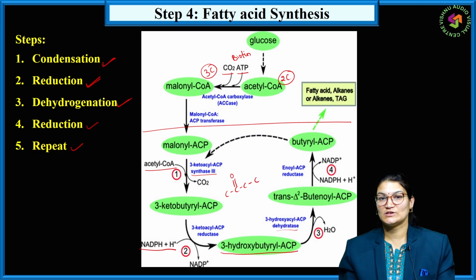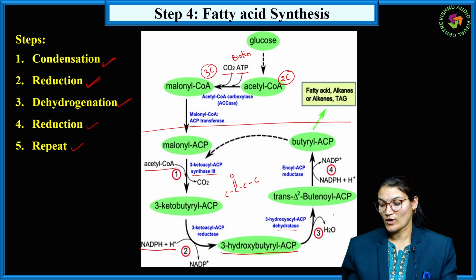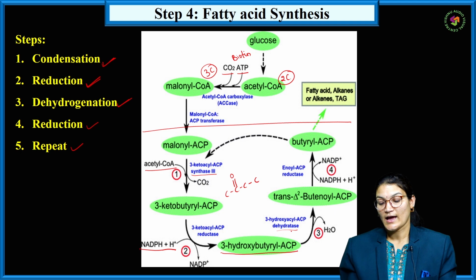So the third step is dehydrogenation. It is also called oxidation. In this step, 3-hydroxybutyryl ACP gets converted into trans delta 2 butenoyl ACP in the presence of 3-hydroxyacyl dehydratase, and this happens by the removal of water as well.